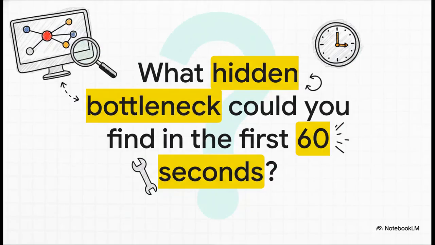So I'll just leave you with this one thought to chew on. If you could see your entire system's health, all of it, on one single screen, what's that one hidden bottleneck you think you'd find in the first 60 seconds? What's that one slow query or failing service that's been silently frustrating your users for months that you could find just like that? The answer to that question could honestly change everything.